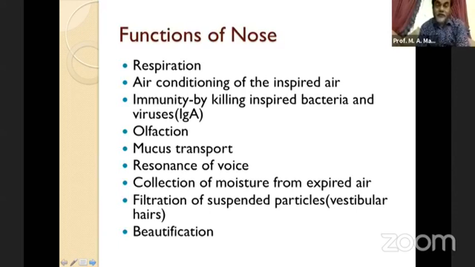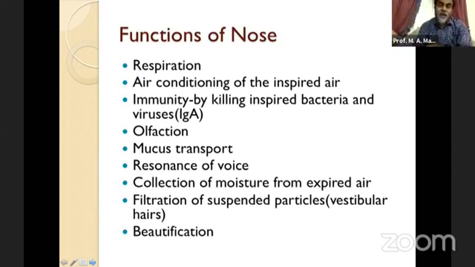That is very important. Number two is the air conditioning of the inspired air. That is very important, because the air is very dry. For the gaseous exchange at pulmonary level or alveolar capillary membrane level, the temperature should be very much optimum for smooth gas exchange.